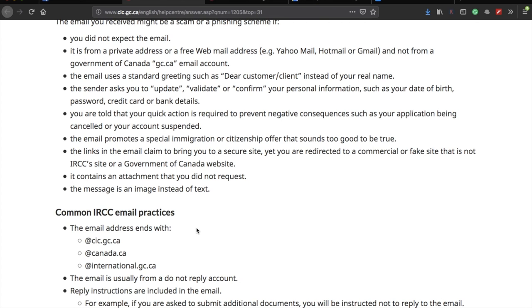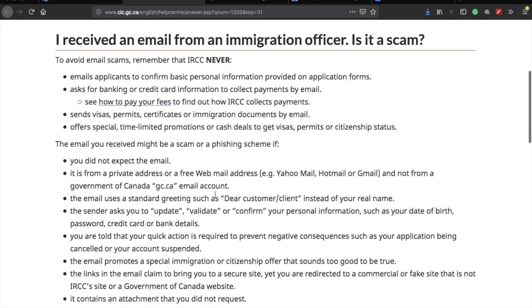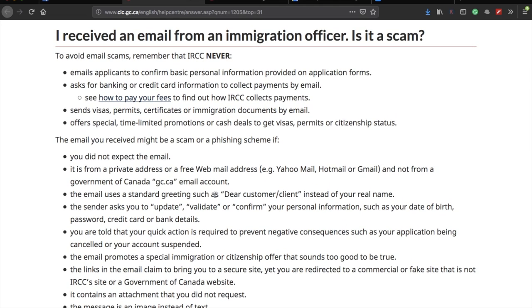Apart from that, they've mentioned as well that the links in the email claim to bring you to a secure site, but you are redirected to a commercial or a fake site that is not IRCC's site or a Government of Canada website. So if there is actually a link mentioned over there which takes you to another website, it's totally fake. Don't care about it. Also if it contains an attachment that you did not request, and also if the message is an image instead of text. So these are small steps that you can actually follow to identify if it's actually a letter from the real immigration authorities or not.